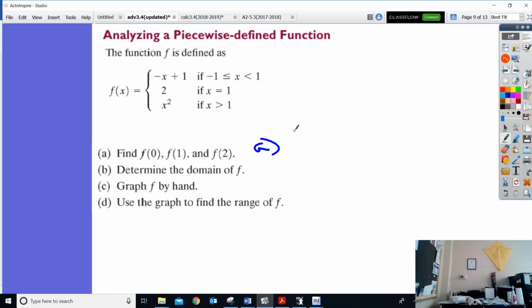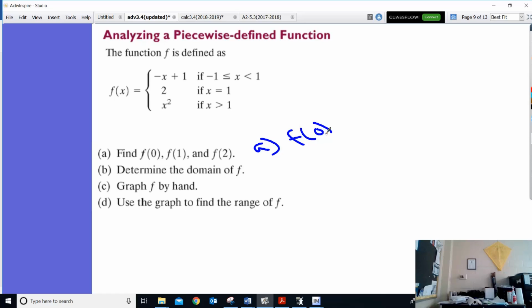Part A, f of 0 is found by plugging into this piece right here. -0 plus 1 spits back a 1. Pretty simple. Where can you put f of 1 in? The second equation. You really can't plug anything into, can you? Bryce, if you plug a 1 into the second equation, what's it going to spit back? A 2. That's what it does no matter what. It spits back a 2.